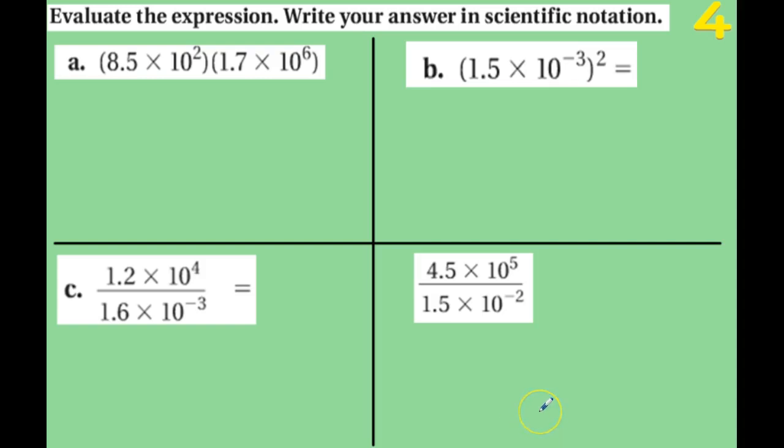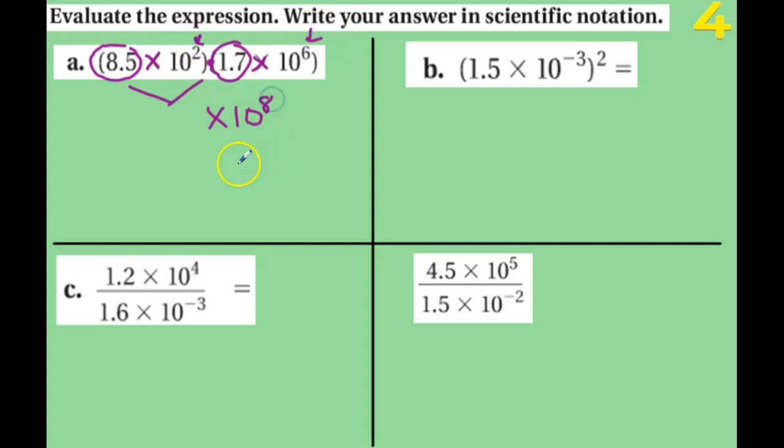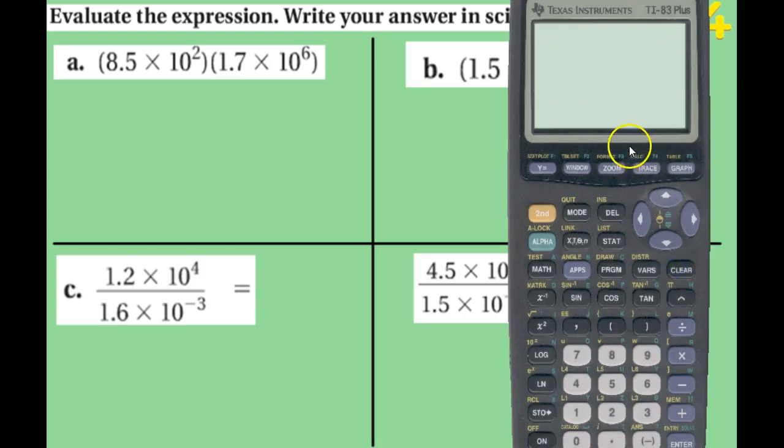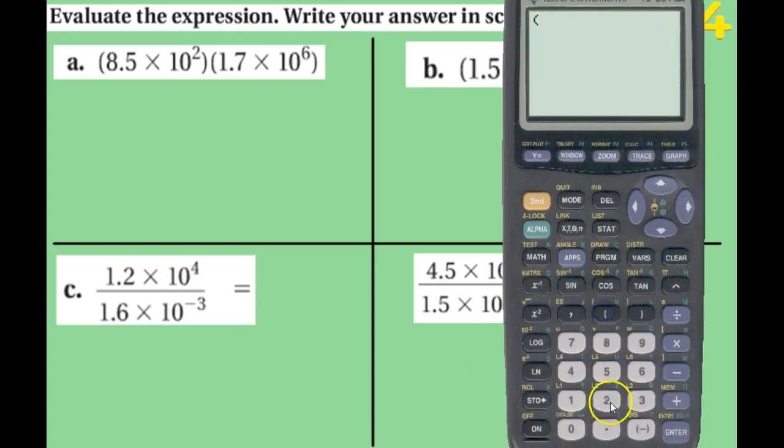Alright, these next ones, I simply want you to plug in your calculator. So let's grab our calculator quick. Now there's a couple ways you could do this. Because this is all multiplication, you could multiply these two numbers, just the decimals, and then know that you'd be multiplying by 10. Well, here's 2 and here's 6 more. You'd be multiplying by 10 8 times, and then you could convert that, or you could just plug the whole thing in your calculator.